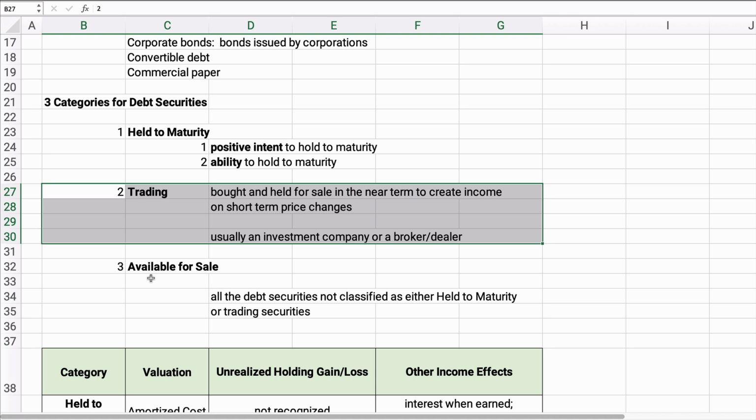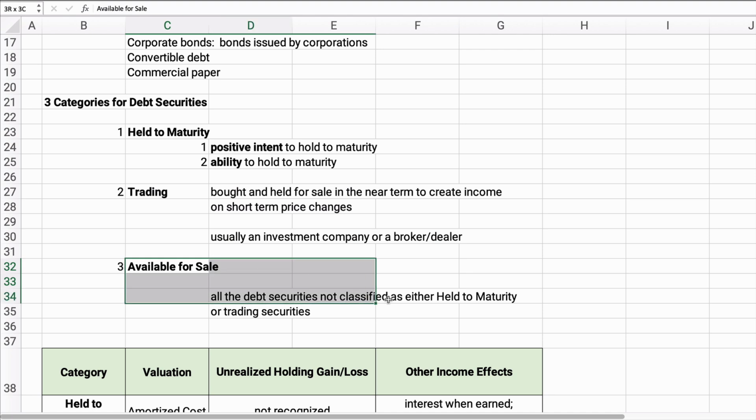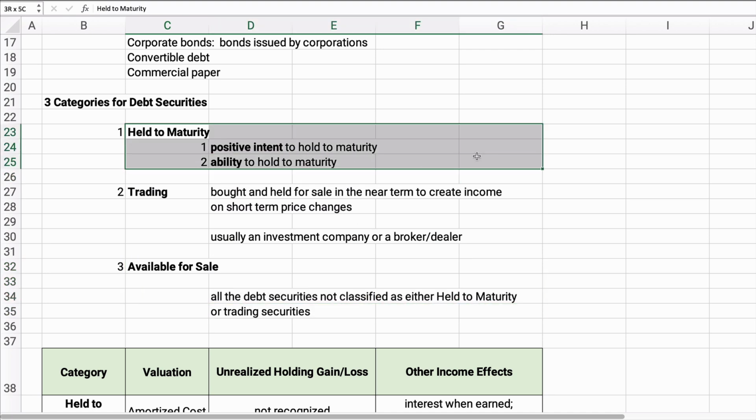The third one is available for sale. If it's not in these first two categories, then we call it available for sale. So it's not held to maturity and it's not trading, so available for sale. This is probably the largest category. People may not just hold the bond for 10 years. They might say, hey, it's available for sale, and that's the middle category.